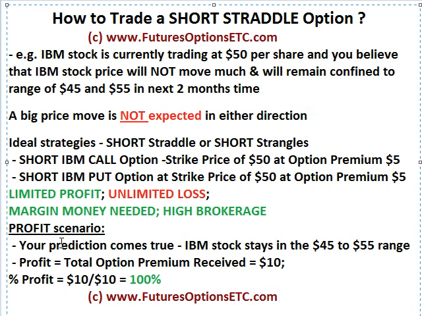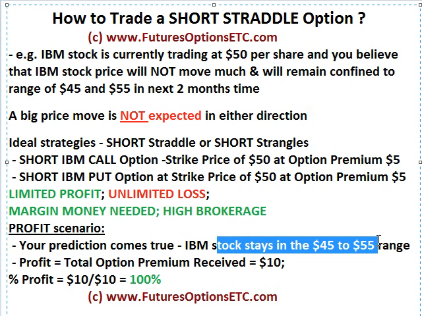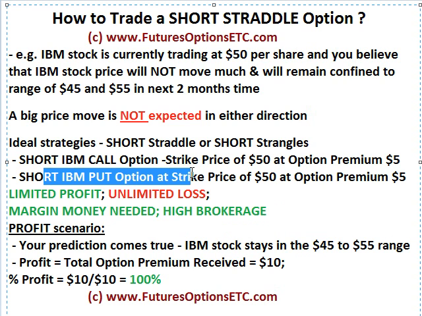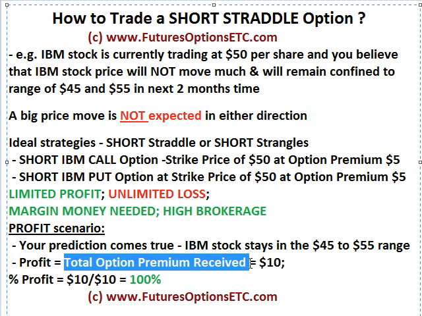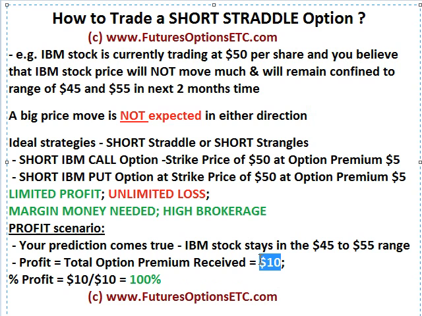Now assume that your prediction comes true, and IBM stock stays in the $45 to $55 range. Then both these short options will expire worthless for the option buyer. As an option seller, you get to keep the option premium that you received, which is $10. So your profit is 100%.